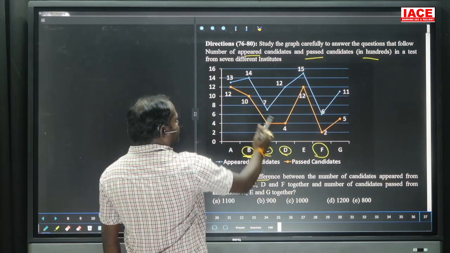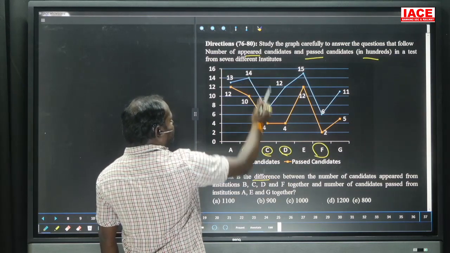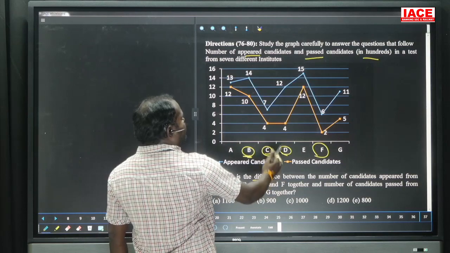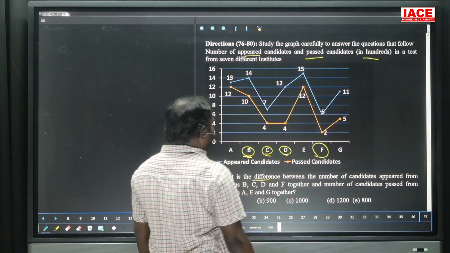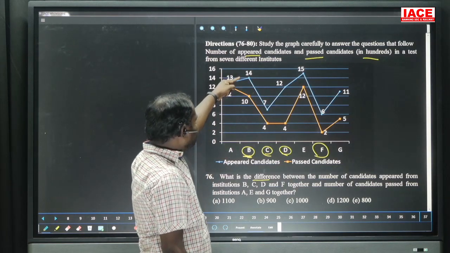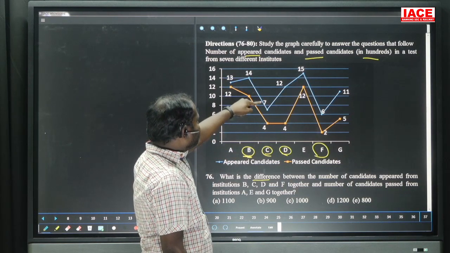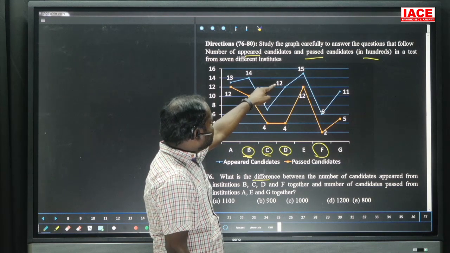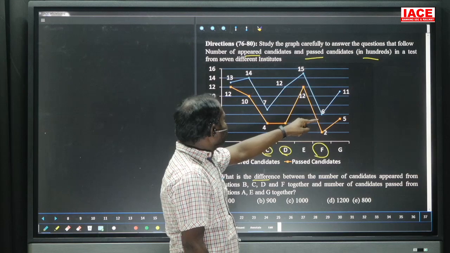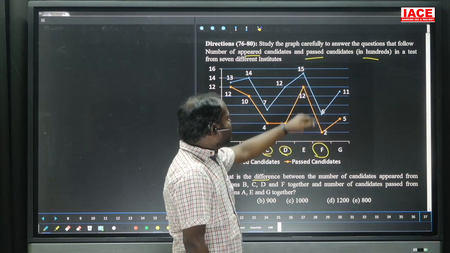Blue color: B is 14, C is 7, 14 plus 7 is 21, 21 plus 12 is 33, 33 plus 6 is 39.